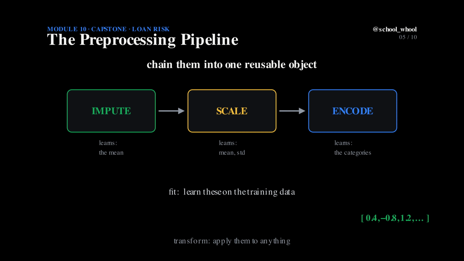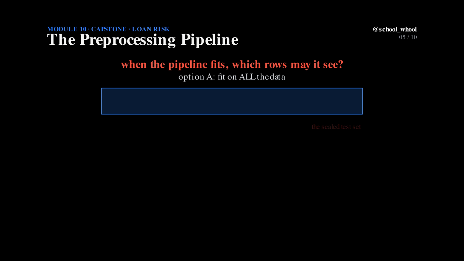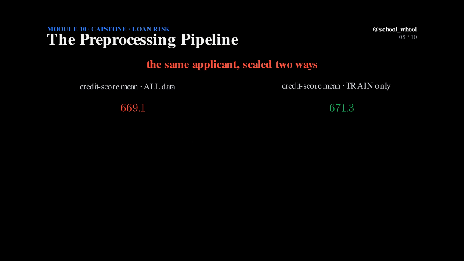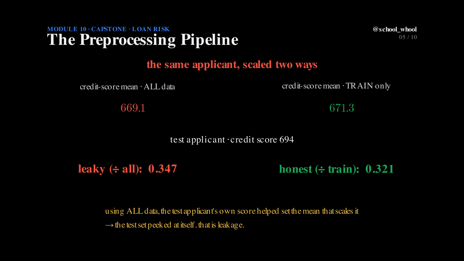Now the trap that ruins careless projects: data leakage. When the pipeline fits, when it computes that mean and standard deviation, which rows should it look at? It's tempting to just use all the data, but watch what that quietly does. Take the credit score mean. Computed over all 500 applicants, it's 669.1. Computed over the training set only, it's 671.3.